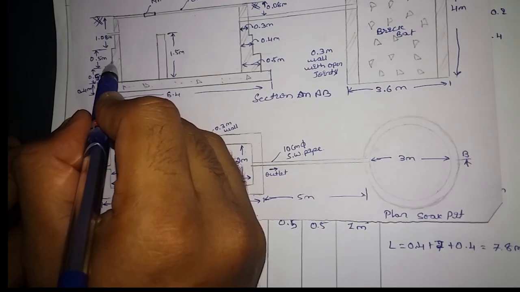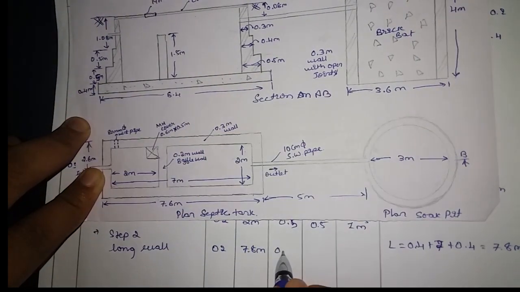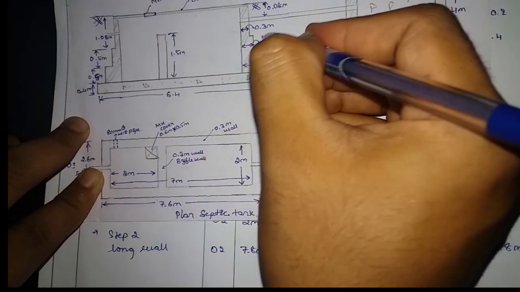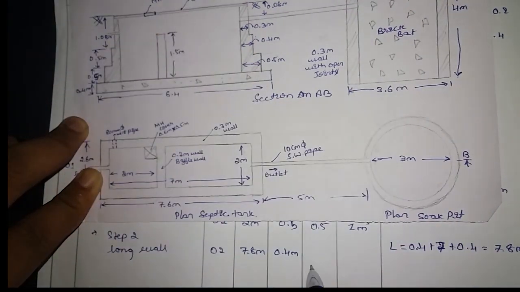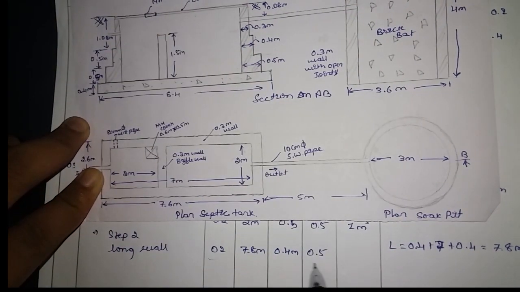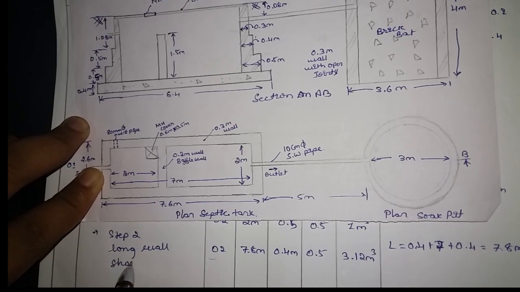Now what is the breadth? The breadth is 0.4, which is directly given in the question. Now what is its depth from here to here? That is clearly given in the question, that is 0.5. Now multiply all these 4, you will get around 3.12 meter cube. Similarly go for the short wall.